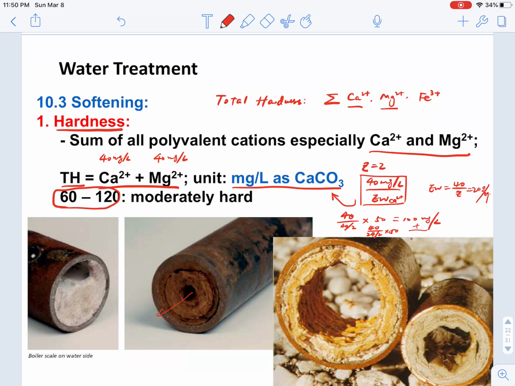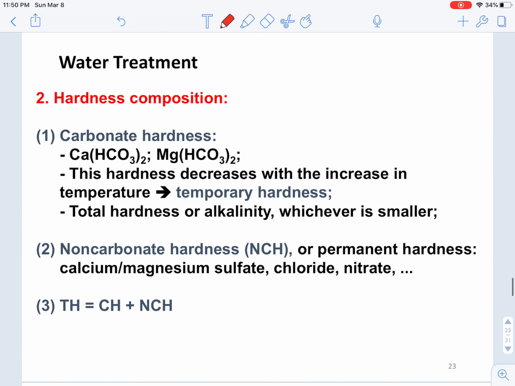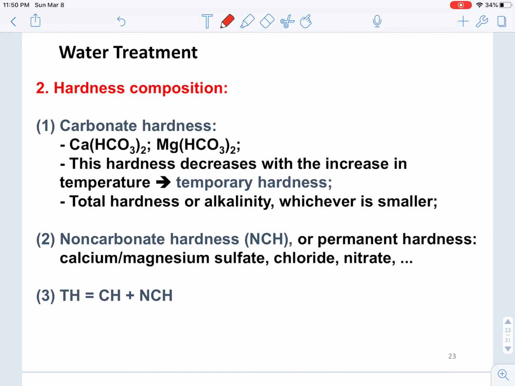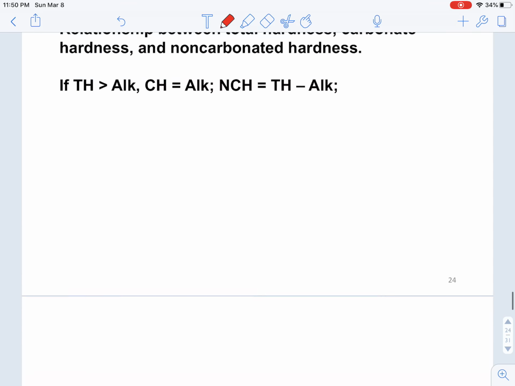Okay, so that's all for the contents of this class. So next class, we're going to continue on the calculation of the hardness, and then we can further divide the hardness into different types. For example, the carbonate hardness and non-carbonate hardness.